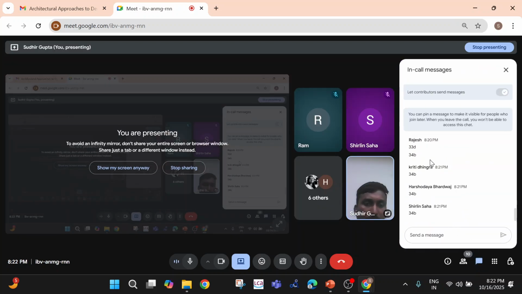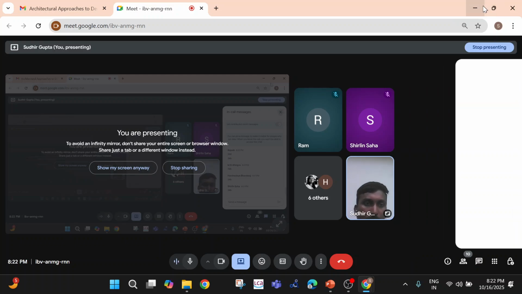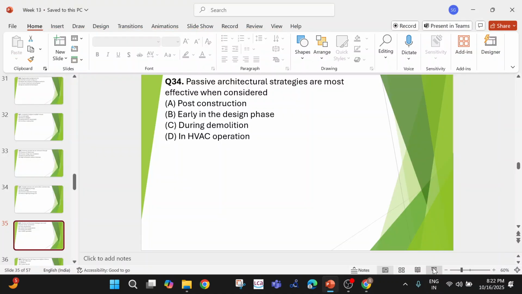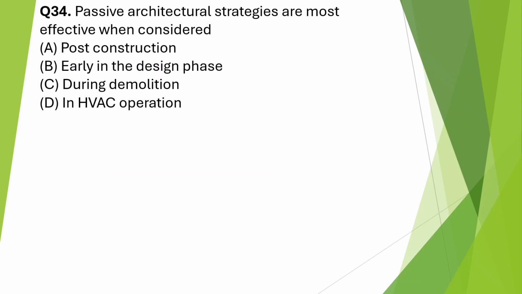So many answers, but all of you have voted for option B. None of you have a different opinion. So it's option B, guys, which is the correct answer. That is, it should be considered at the early design phase, which will ensure the optimal building orientation and performance.